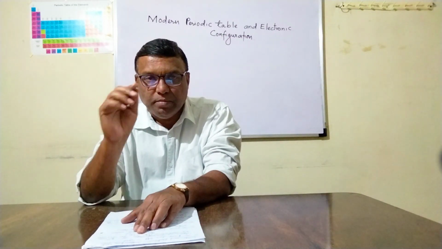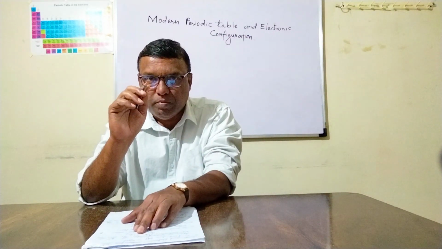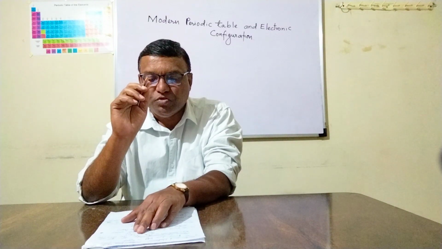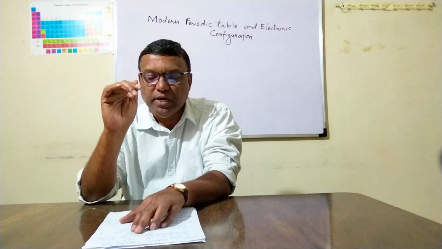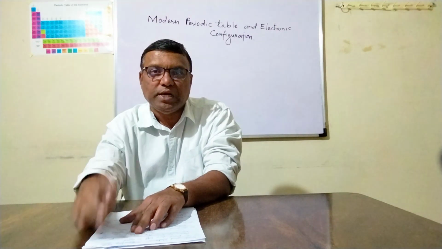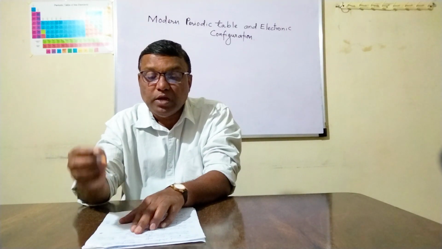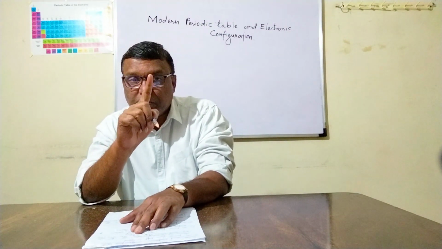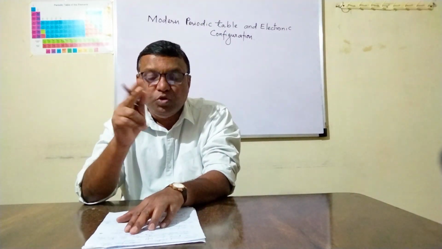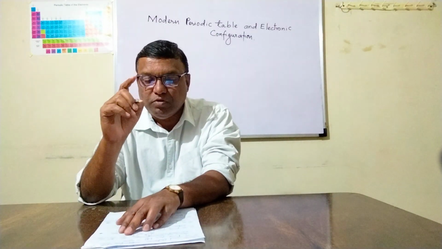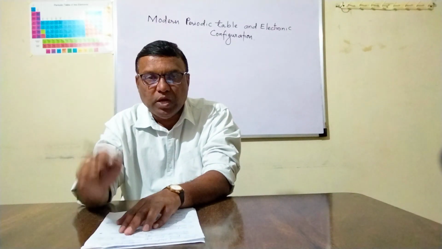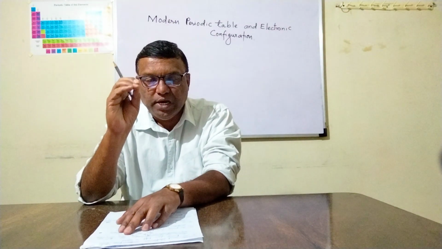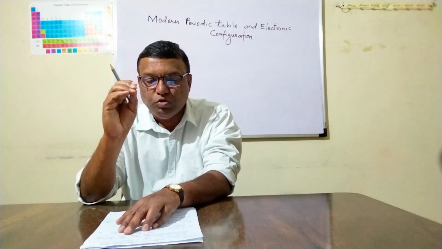Second, after lithium, beryllium comes. The atomic number of beryllium is 4. Electronic configuration 2, 2. So the outermost orbit of beryllium contains 2 electrons. So lithium has 1 electron in the outermost orbit, beryllium 2 electrons, and one more example we will take, boron. The atomic number of boron is 5. Its electronic configuration is 2, 3.